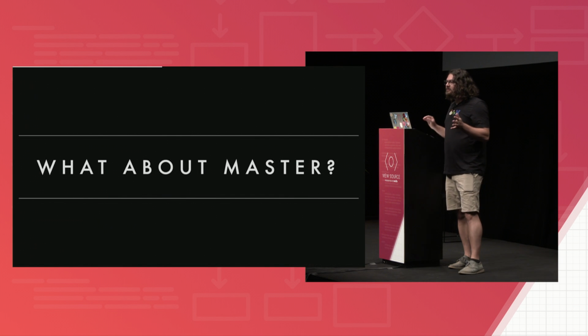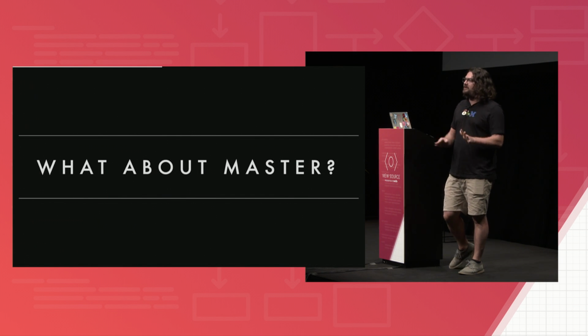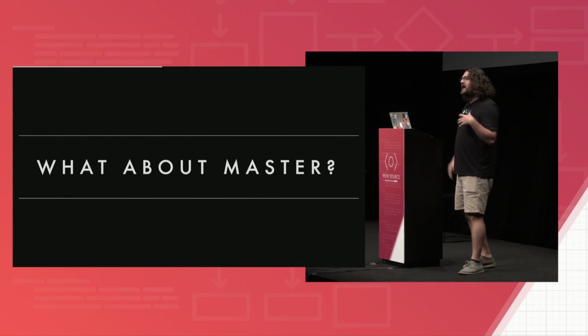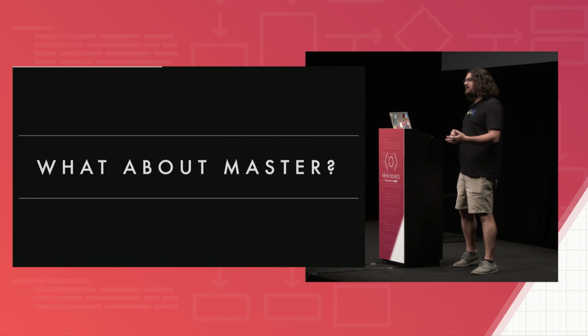So what about master? Master is this really amazing, beautiful thing that everything just lands on. We land absolutely everything into master, and then we use it as a source of truth for grabbing things to other branches.